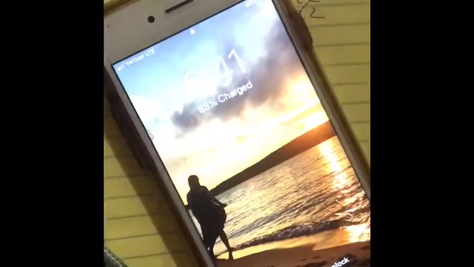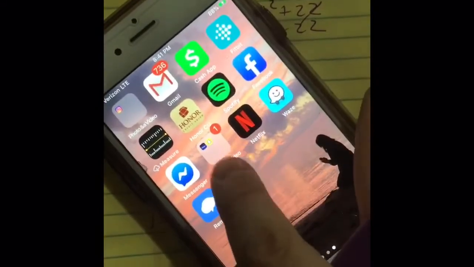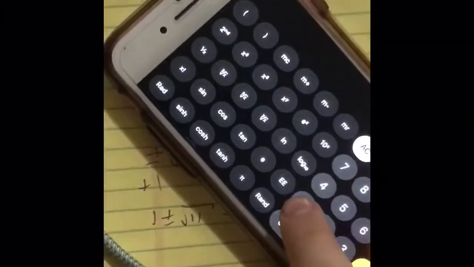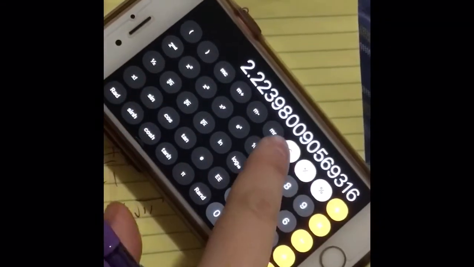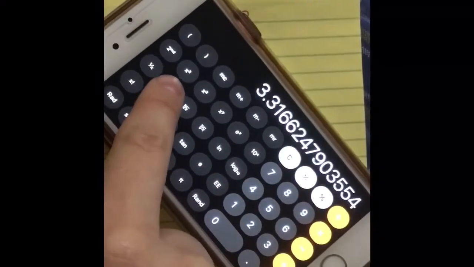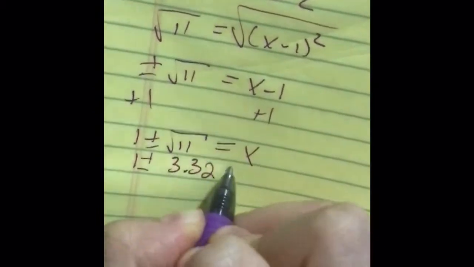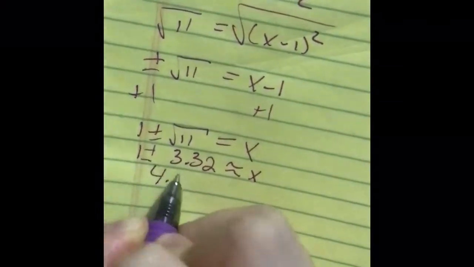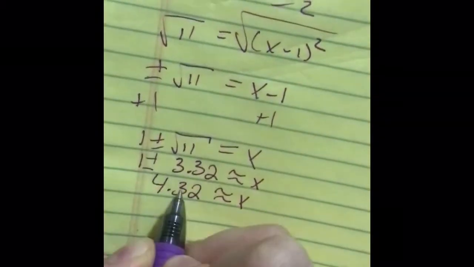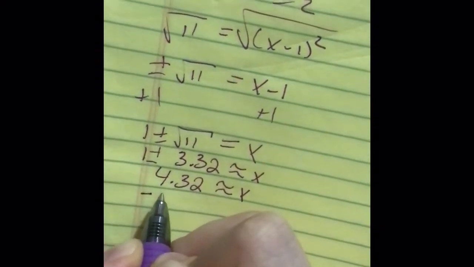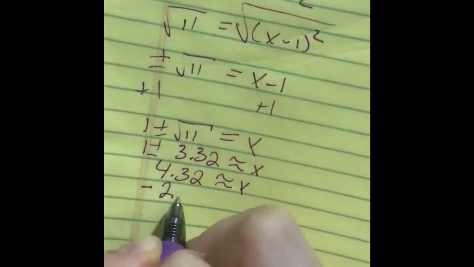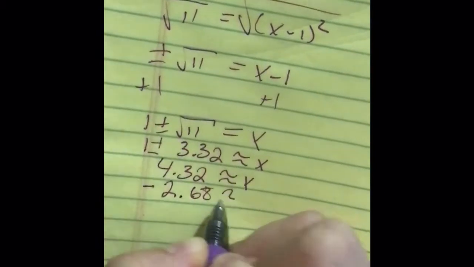Now, I didn't want the square root. I wanted exact. So I got out my calculator and I went the square root of 11. Then I plugged it in. And I calculated the two possible values for X. I got 4.32 and negative 2.68.